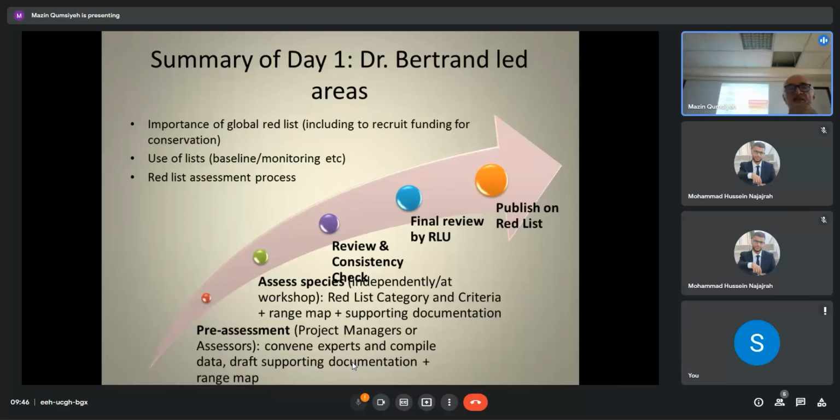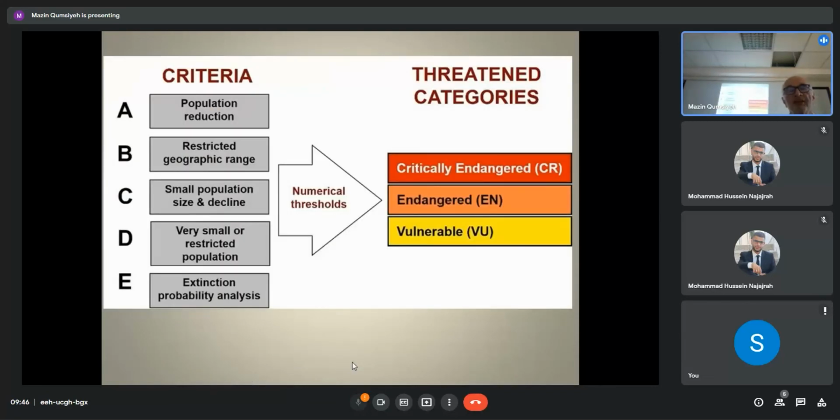it's a thorough assessment. I recapped yesterday also in more detail the 5 criteria that you can consider to assess a species in one of the 3 threat categories, which are vulnerable, endangered, and critically endangered. You remember that you have to meet at least 1 criterion, and if you examine all of them, you take the result of the most threatened one.